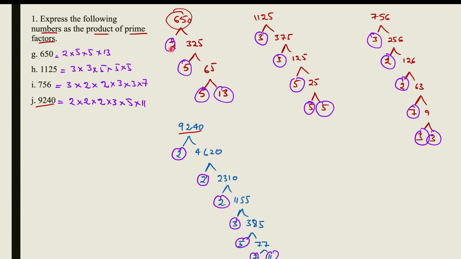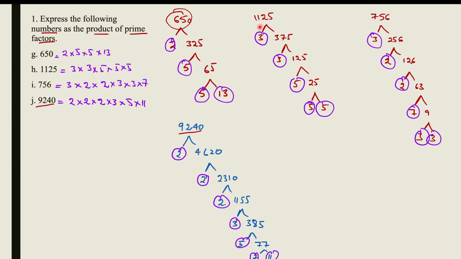650: 2 multiplied by 325 is equal to 650. So 2 being the prime is circled, and 325 being the composite is split into 2 factors, in which 5 is a prime, so it is circled. 65 being composite is split into 2 factors, in which both factors are prime, so here is where we stop. Then we write it as a product of the prime factors in ascending order, using a multiplication sign between the factors we have received.